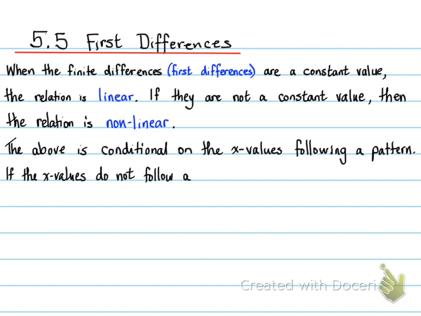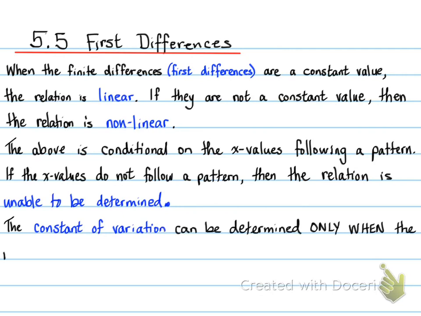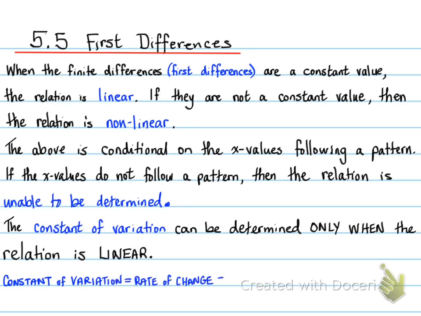If the x values do not follow a pattern, then you must say that the relation that you're given is unable to be determined. It's unable to be determined because the x values do not follow a specific pattern. Now, the constant of variation can be determined only when the relation is linear. A constant of variation is also known as rate of change, which is also known as slope.